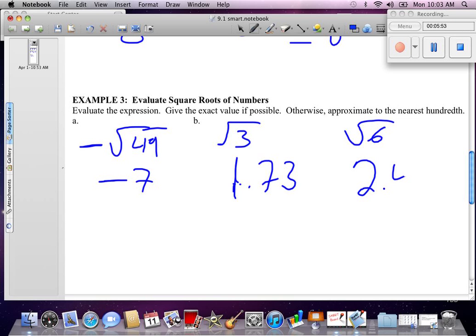2.4 what? Remember, you're supposed to round up. What's the number after that last 4? So it should be 2.45, because the 1 after the 4 is a 9, so we round up.